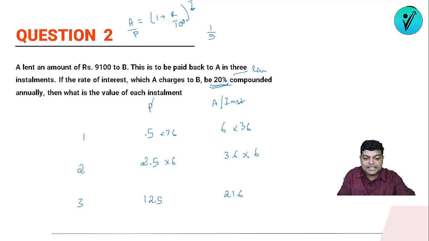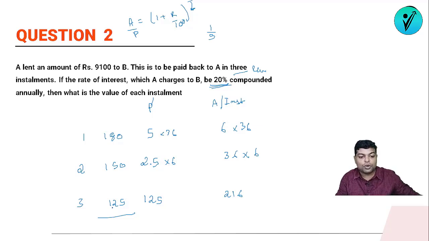So what is the principal that is used in the first year? It will be 180. What is the principal that is used in the second year? It is 150. And what is the principal that is used in the third year? It is 125. So what is the overall principal? This is the principal that was used for the first year, this was the principal that was used in the second year, and this was the principal that is used in the third year.